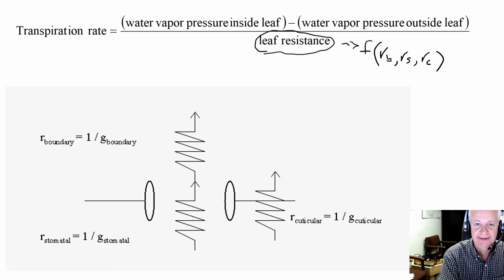And I used that notation explicitly because it's not a straightforward arithmetic sum of those three resistances. That's because we can't add up those three resistances in an arithmetic form, because of the nature of how the mathematics of this circuit analogy work. So I'm going to talk about that briefly here.